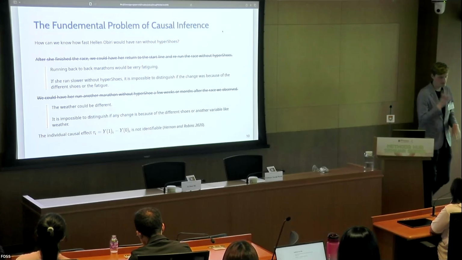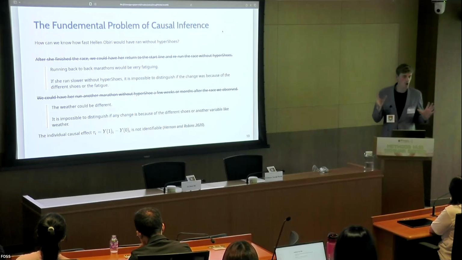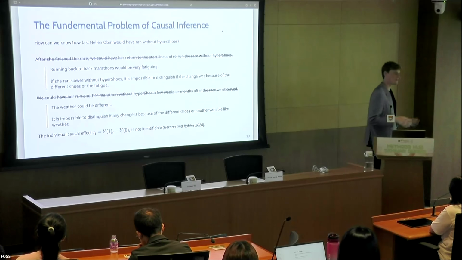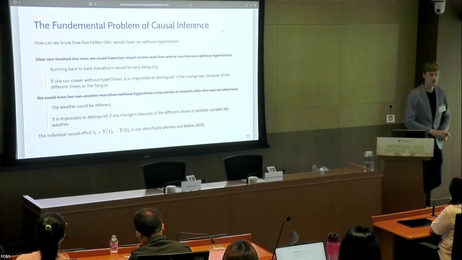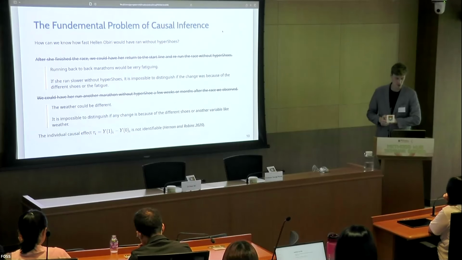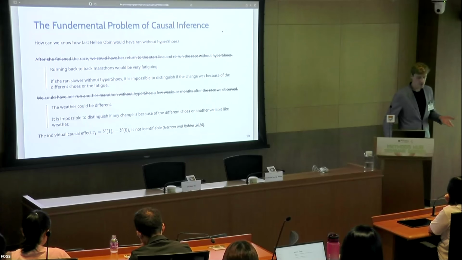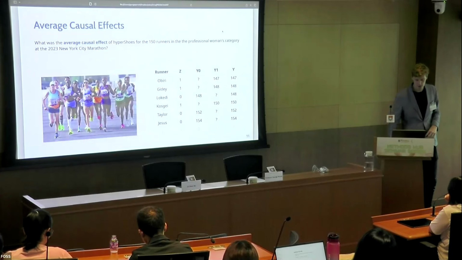Because of all this complexity, the individual causal effect, knowing how well the hypershoes worked for just Helen if we only look at Helen, is generally considered impossible. We can't really quantify it. Statisticians or mathematicians would call it a non-identifiable estimate. So we seem kind of stuck. The fundamental problem of causal inference is really big. It's a huge problem. How do we move forward?